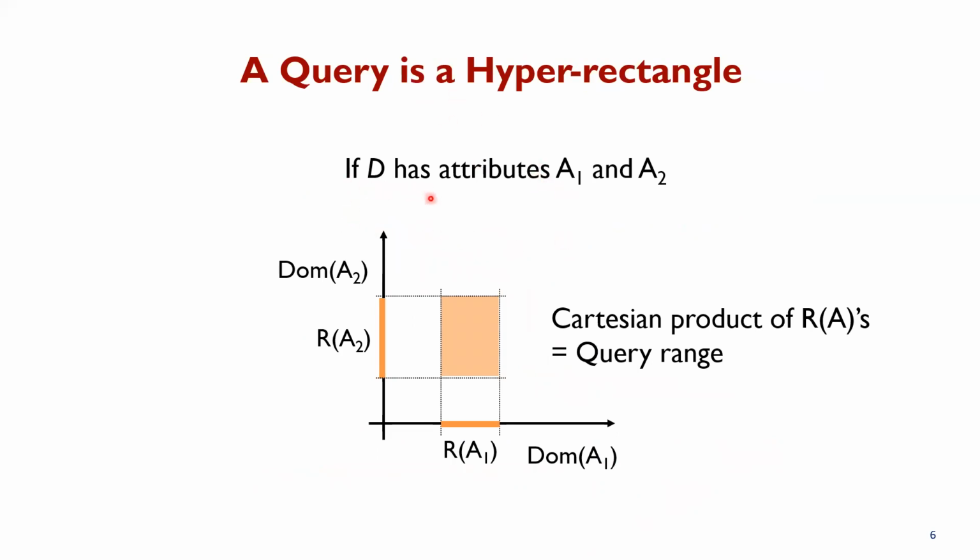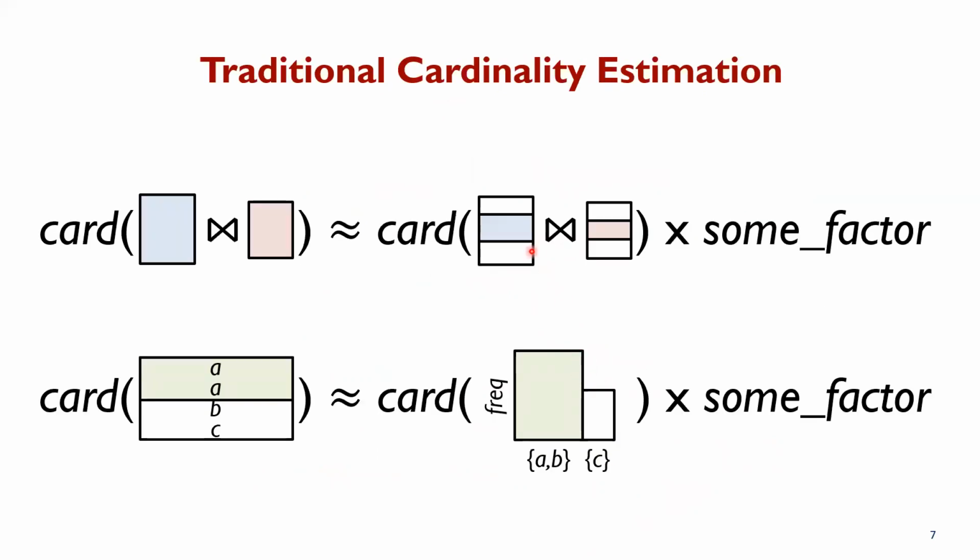If a database has attributes A1 and A2, we can visualize the domains in two axes and the ranges for a query. Their Cartesian product, a hyperrectangle here, corresponds to the query range. Traditional methods include sampling. For example, we can sample some tuples from the base tables, join them, and estimate the full join size. Or we can build summaries, such as histograms.